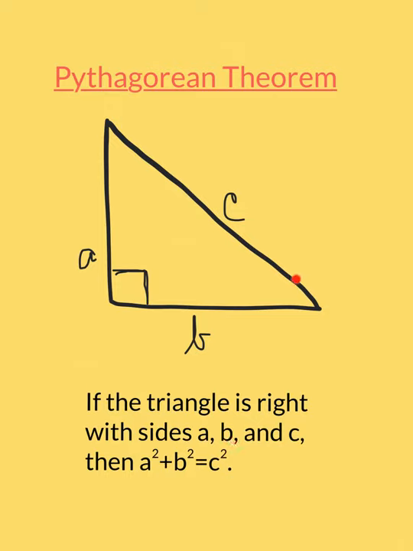Then we have a third side, the hypotenuse C. Here's our third side, this hypotenuse. Remember, it's the side that is slanted and always the longest side. So if the triangle is right with sides A, B, and C, then A squared plus B squared equals C squared. That is the Pythagorean theorem.